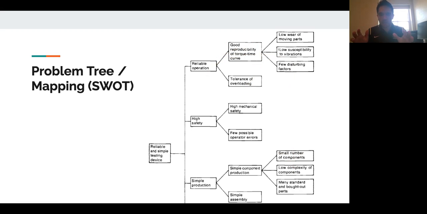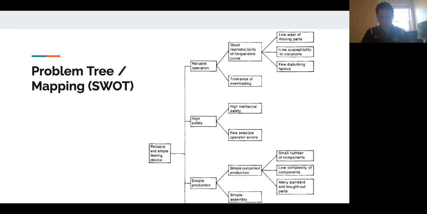And this is how we can also map a problem tree. We're using SWOT analysis. SWOT is like, here are the things that could go wrong, which are the threats. And these are things where we could go right, which are the opportunities. And so on and so forth.